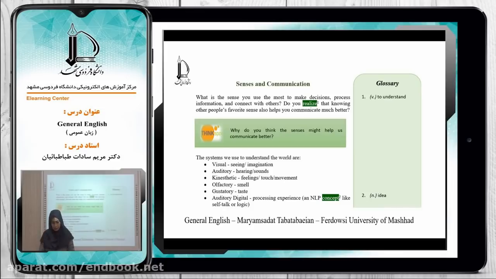Look at the green box. It asks, why do you think the senses might help us communicate better? Any reasons? Share your ideas with your friends. There are definitely a lot of reasons. Then it talks about the systems we use to understand the world. Look at the systems. There are 6 systems for understanding the world. What was visual again? Yes, seeing. It says seeing or imagination.